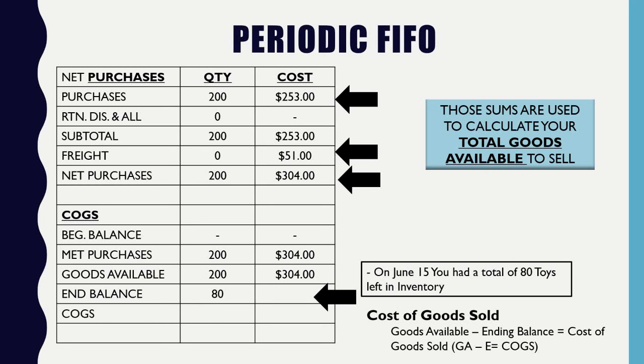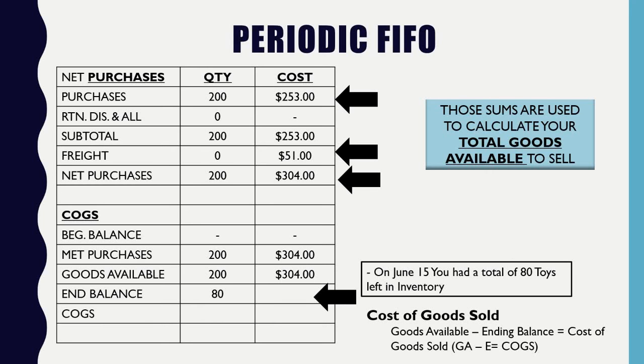Okay, and then lastly, we're going to talk about that one equation I was telling you guys about, right? The total goods available. If we had beginning inventory, which we will look into in an example right after this one, it's definitely going to increase the total amount of goods available. But in this case, we're just starting fresh, so we do not have a beginning inventory.